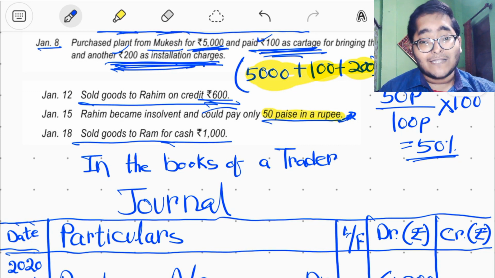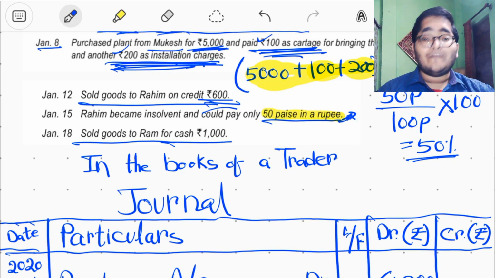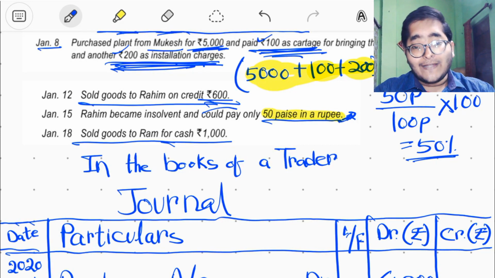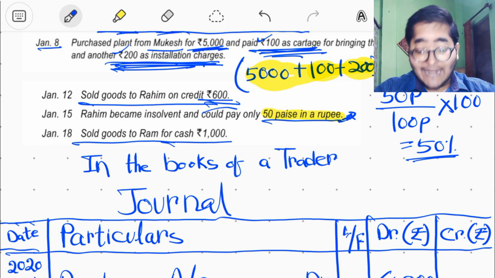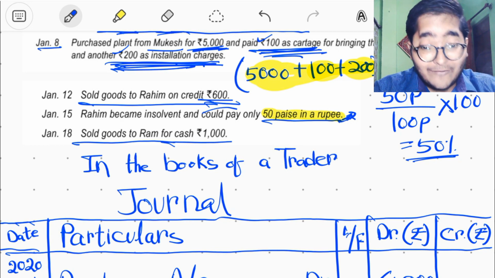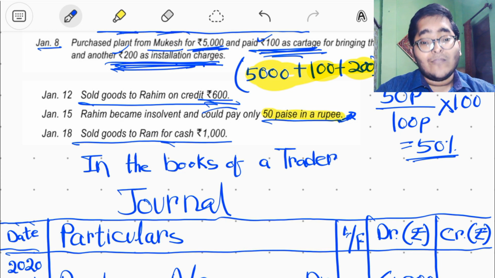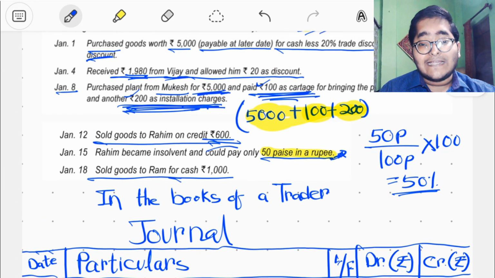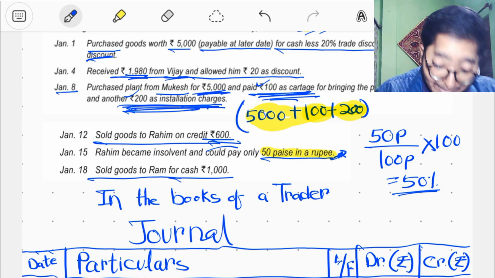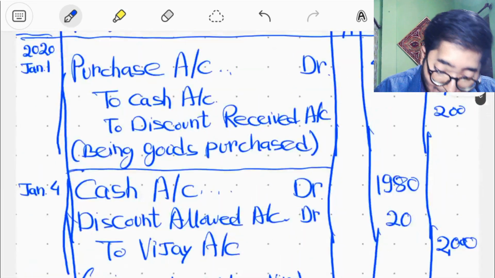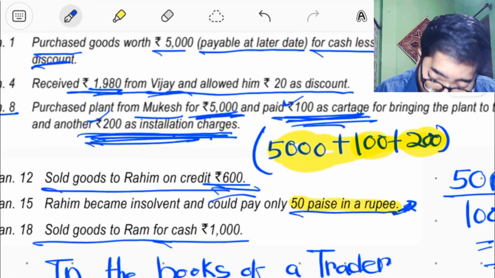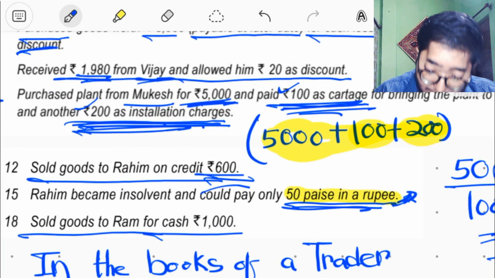What is the meaning of bad debt? Meaning of bad debt is that debt or that trade receivable that will never be received. The chances of receiving a bad debt is zero, and such debts, the chance of whose recovery is negligible, are known as bad debt. So Rahim has become insolvent and 50 paise in a rupee was recovered.